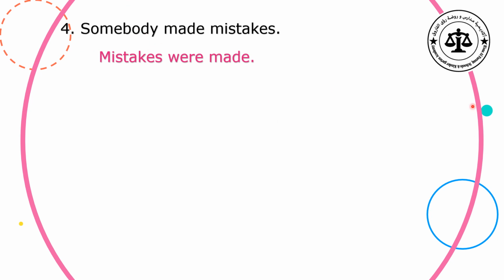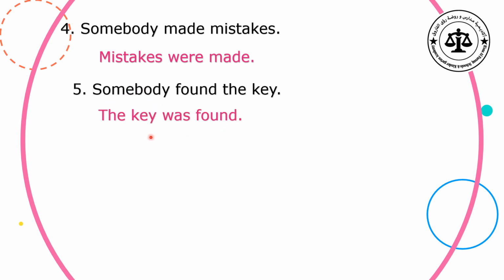غير مهم. The next one, somebody found the key. Somebody is the subject, found, verb 2, and the key is the object. The new sentence will be, excellent, the key was found. Found is verb 3 and the key is singular. So we used was.